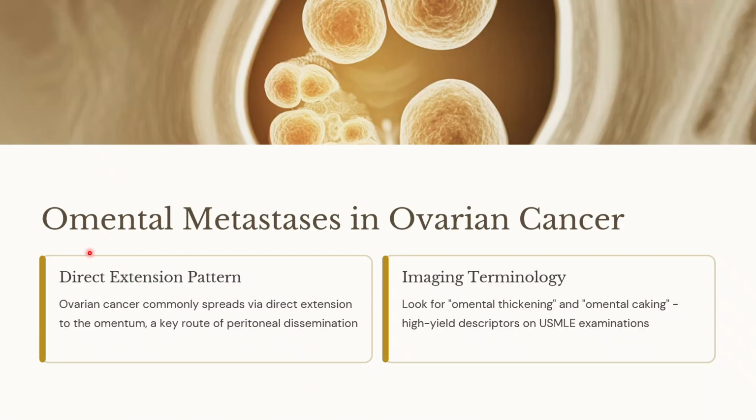Then omental metastasis happens in primary ovarian cancer. In primary ovarian cancer, it spreads to the omentum by direct extension, resulting in caking of the omentum or omental thickening. This is because of the peritoneal dissemination that happens in ovarian cancer.